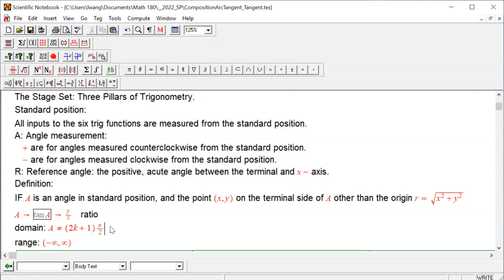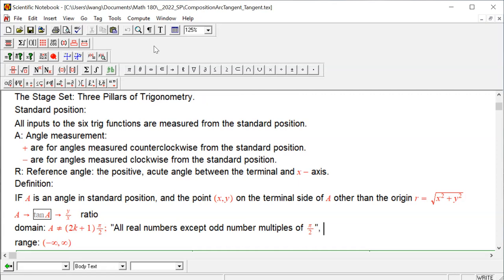Okay, how do we read that, right? The narrative for that domain is right here. All real numbers except odd number multiples of pi over 2. Okay, so that's the narrative of the domain.